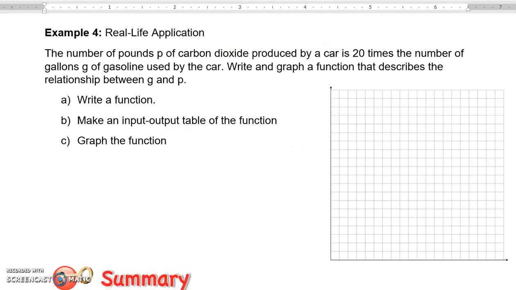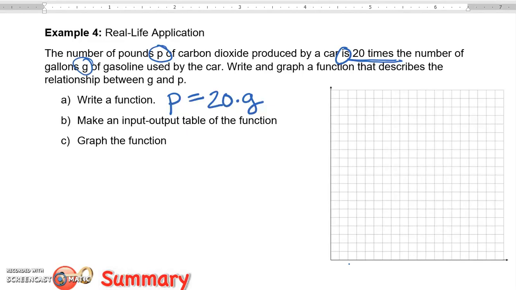Example, this is a real life application. So the number of pounds P of carbon dioxide produced by a car is 20 times the number G of gallons of gasoline used by the car. So the number of pounds of carbon dioxide, I'm going to call that P when I'm writing my function. I'll write it up here so I save some room. So writing my function, P is equal to 20 times the gallons of gas. So P is equal to 20G, which would be my equation.